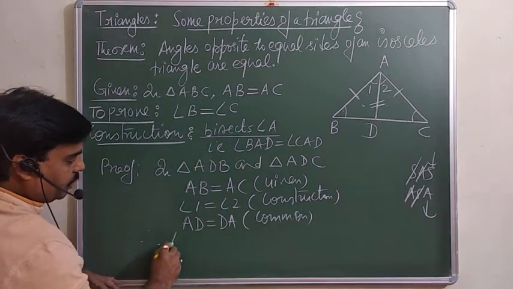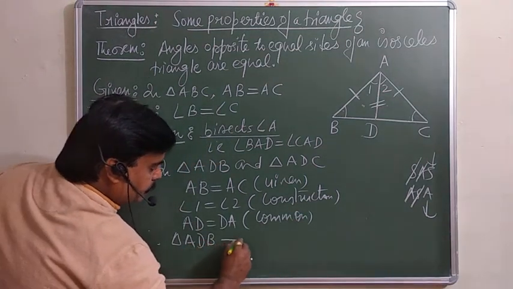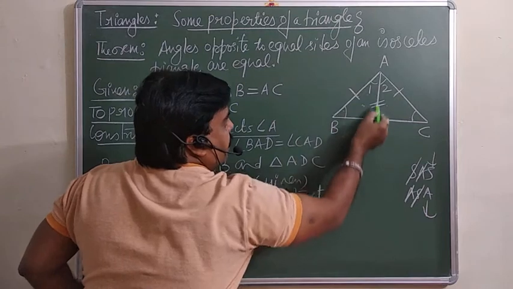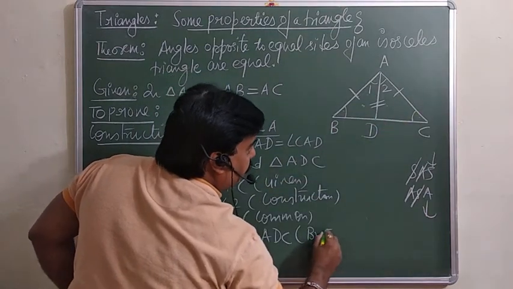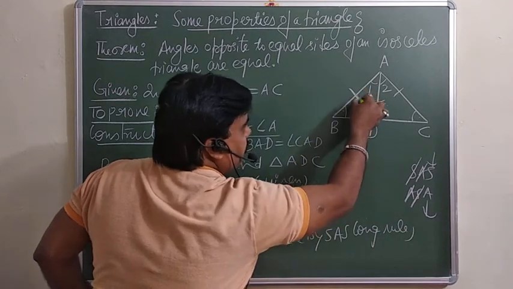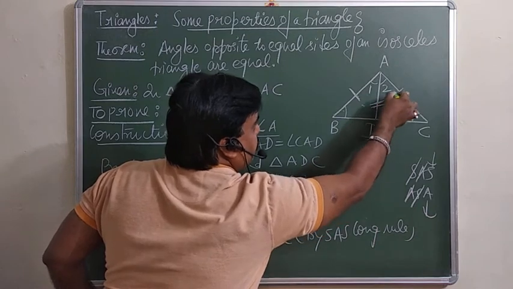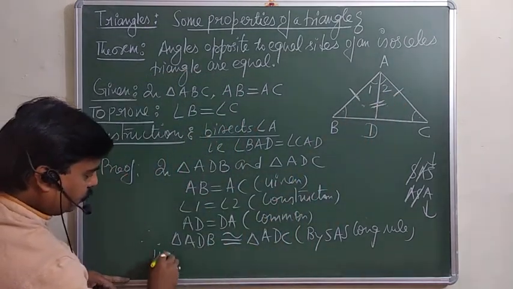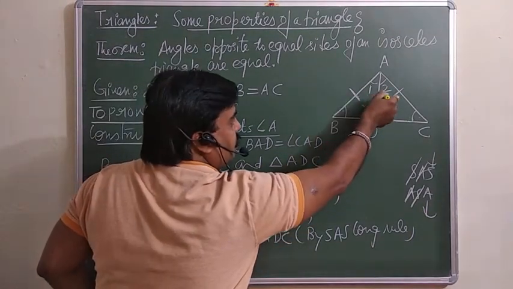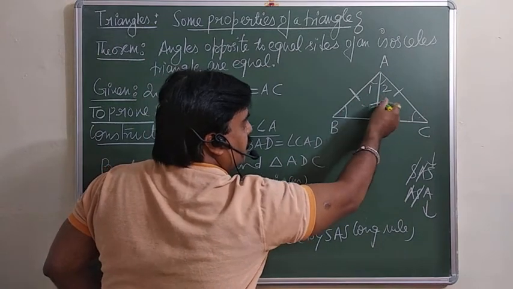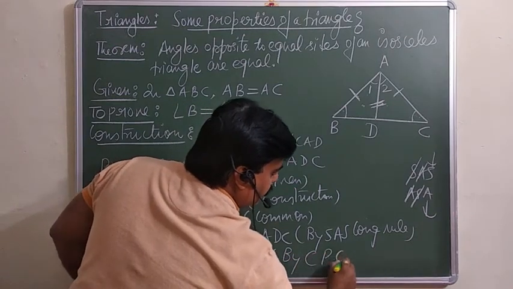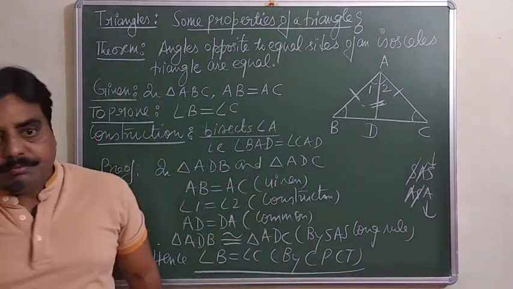So therefore you can say triangle ADB is congruent to triangle ADC. So triangle ADB and triangle ADC are both congruent by SAS congruence rule. Side angle side. Once they are congruent, then you can say equal angles are opposite equal sides. See now, this side is common, so its opposite angle B and the other's opposite angle C will be equal, and this you can say by CPCT, which we wanted to prove. Have a look.